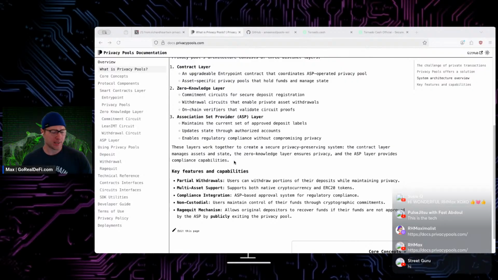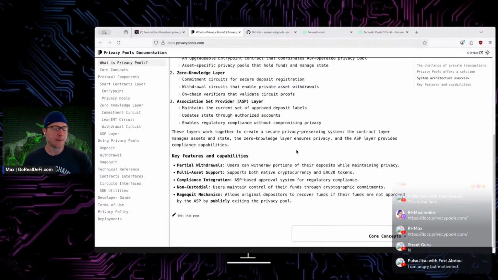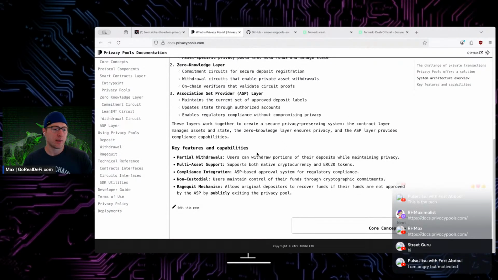So I'm going through some of the tech side, some of the fundamentals, what privacy pools are, and we'll talk about PulseChain too. So key features and capabilities: partial withdrawals. A user can withdraw portions of their deposit. That's pretty interesting too. Say you want to privately send 10 ETH somewhere. It sounds like you can deposit 10 ETH and then withdraw parts of it at a time, because this says the user can withdraw a portion of the deposit while maintaining privacy. So you don't even need to do a direct one here.